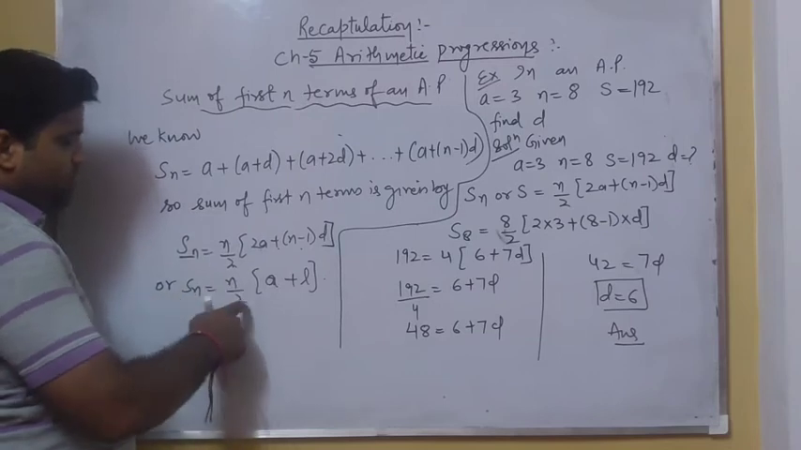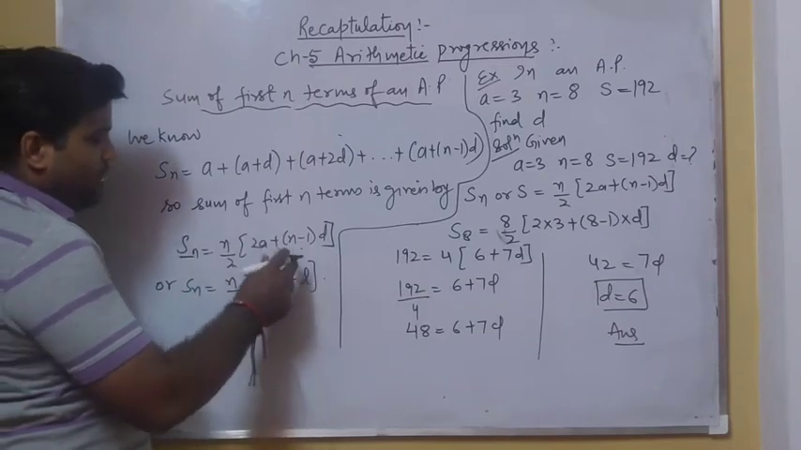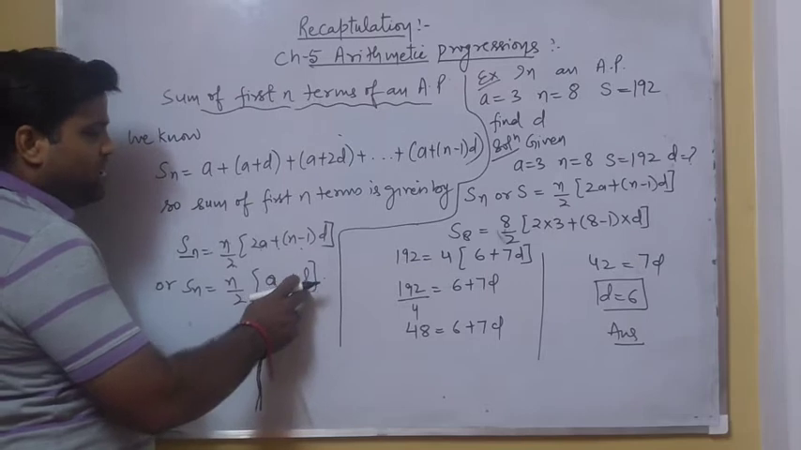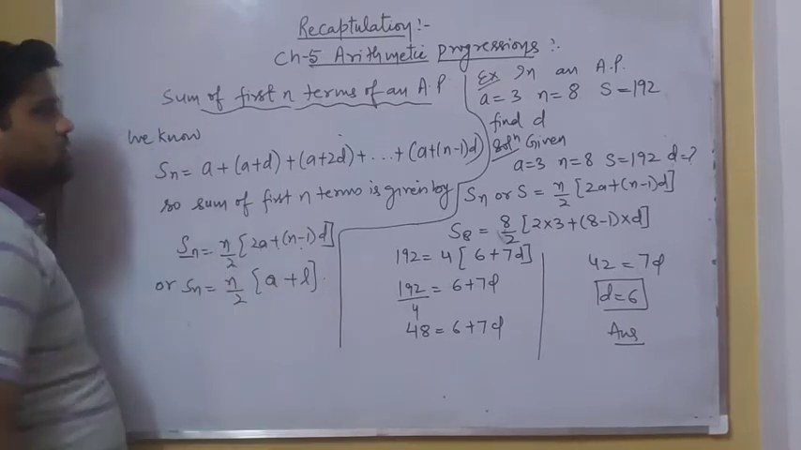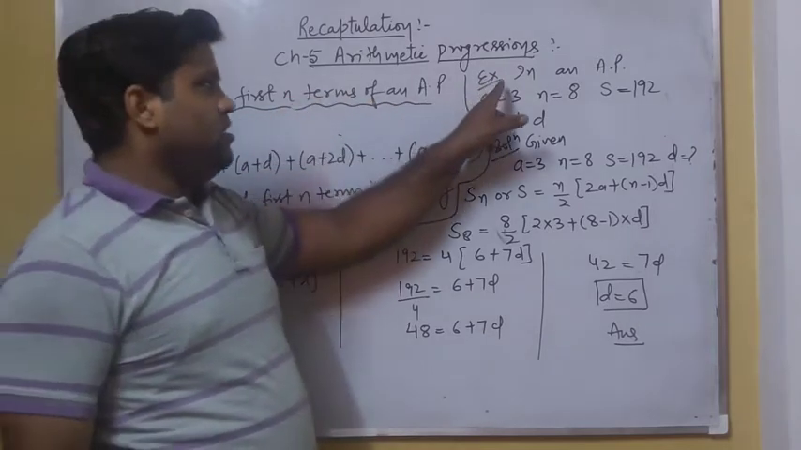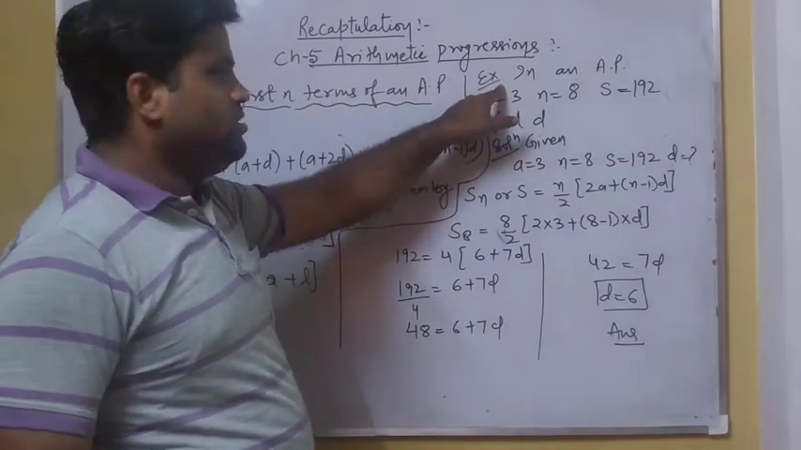or Sn equal to n by 2 bracket a plus l. We can use that formula when the last term, or nth term, of an AP is given. Here is a question for the revision of the concept again.